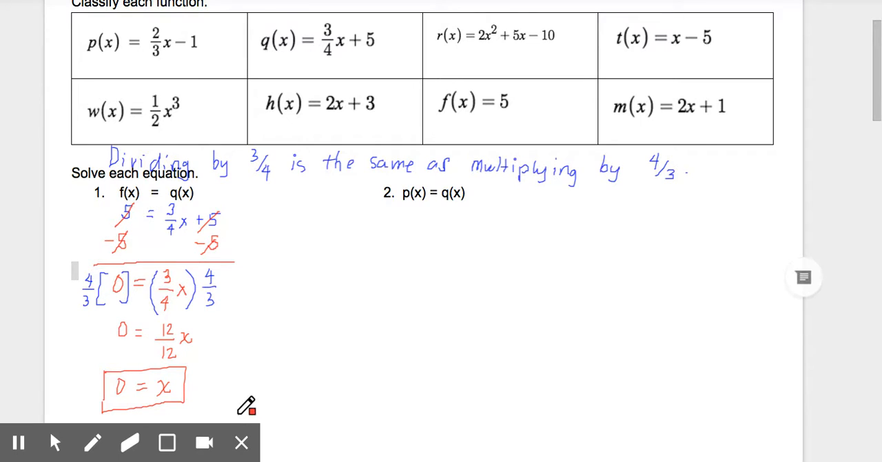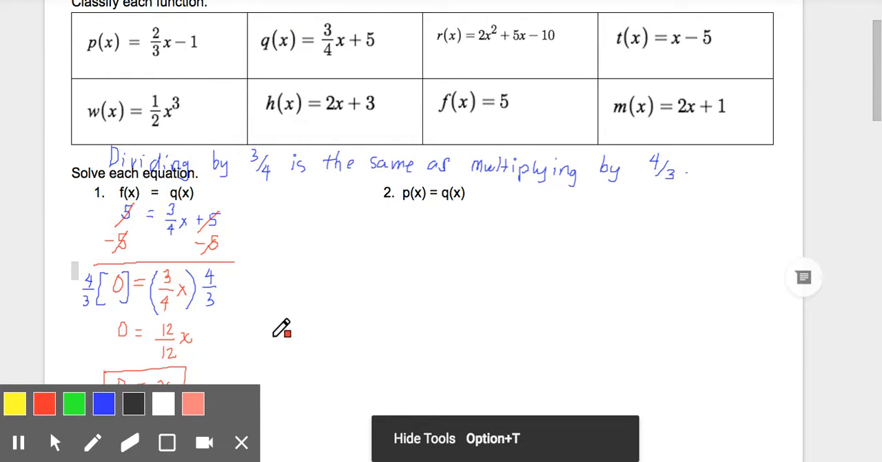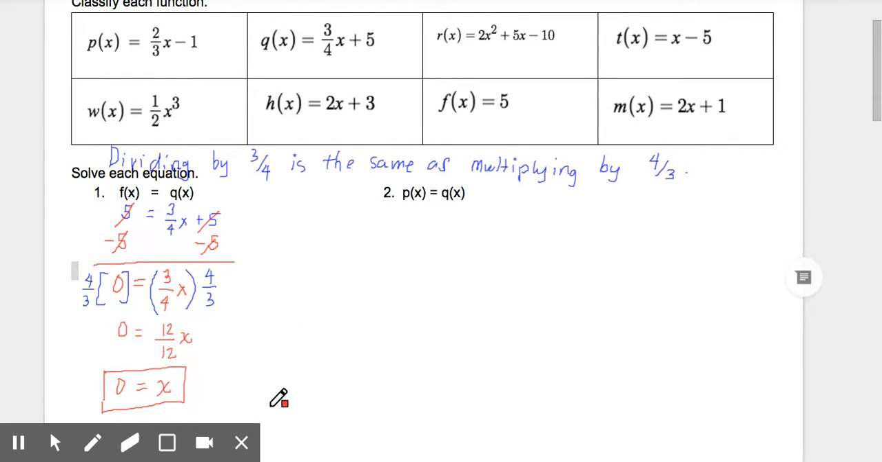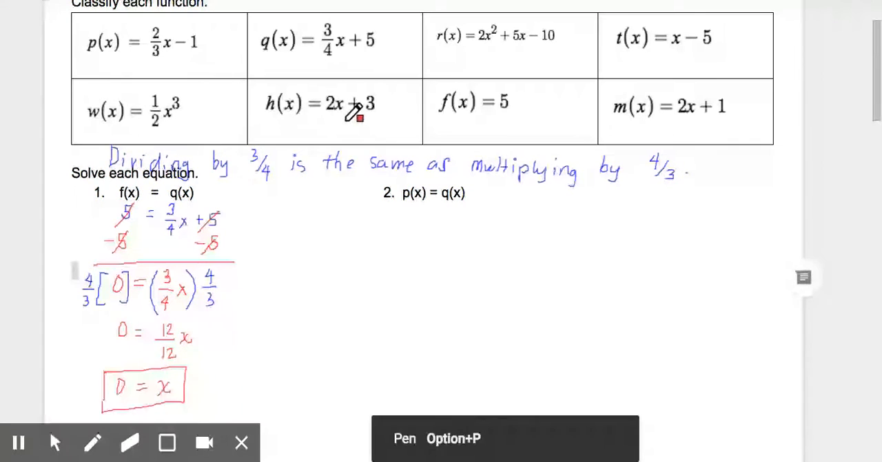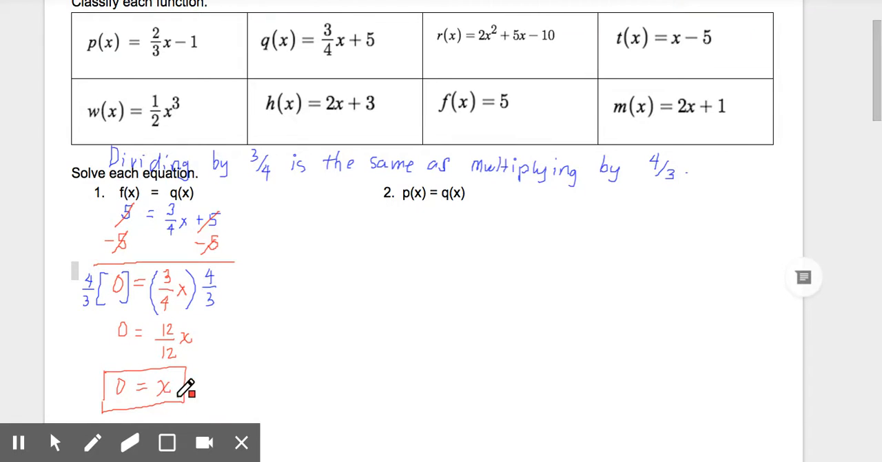There we go. Now, if you can find another way of solving it, that's good. I challenge you to try it a different way and see if you get the same answer. Now, what is the meaning of this answer? This means that when x is equal to 0, these two functions have the same value.